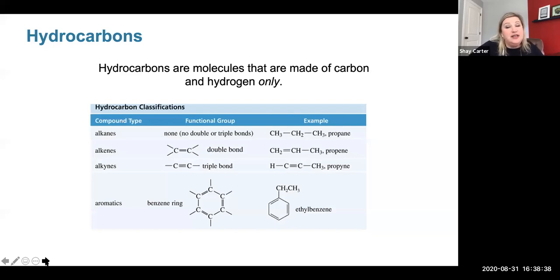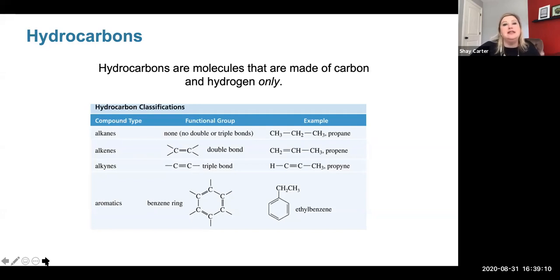Alkenes have at least one double bond within them that makes them an alkene, okay? And then alkynes have a triple bond somewhere within them as well. Alkanes end in ANE, the nomenclature does, okay? Nomenclature is how we name these compounds. Alkenes end in ENE, alkynes end in YNE. And then we have aromatics. In aromatics, we have this benzene ring.